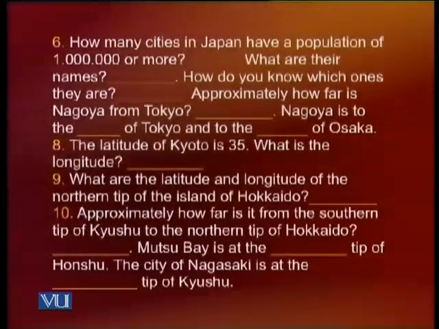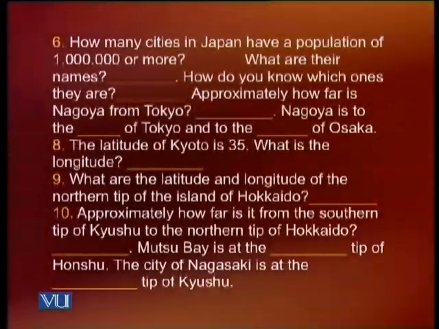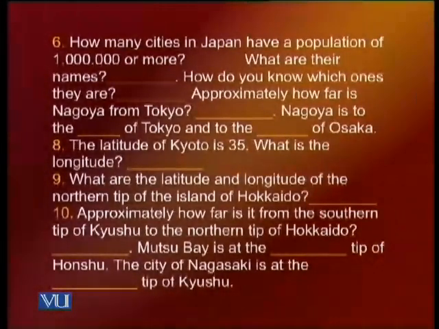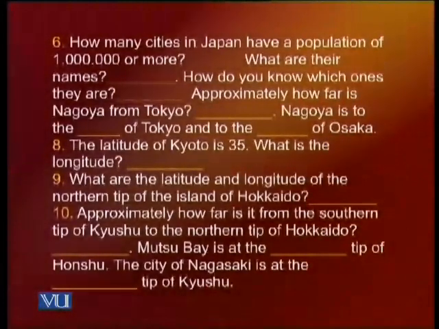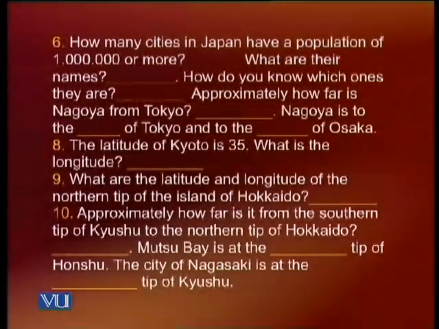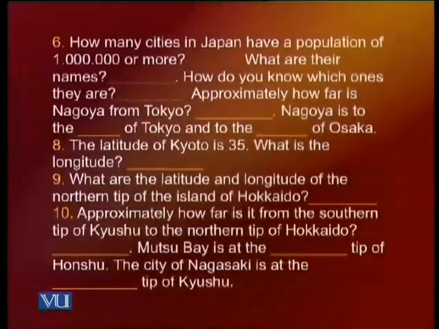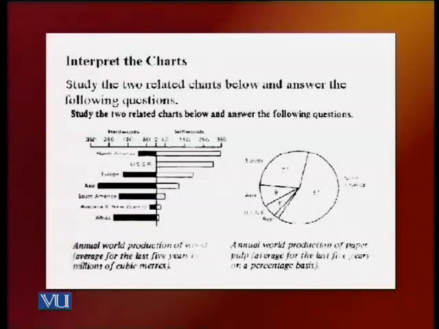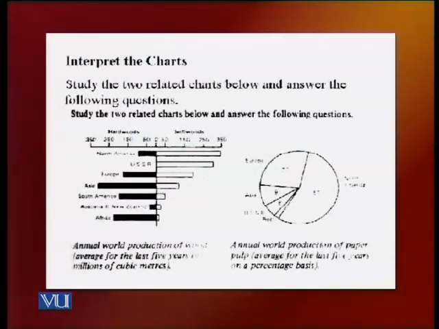Approximately 1,890 kilometers. Mutsu is at the northern tip of Honshu, and the city of Nagasaki is at the western tip of Kyushu. Look at the charts, study them, and decide whether these statements that I'm going to read out are true or false.